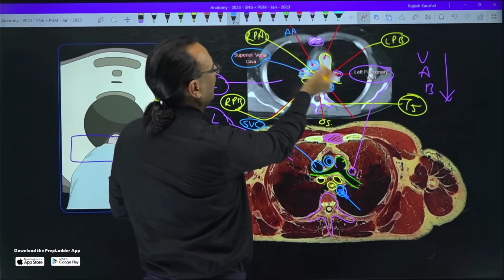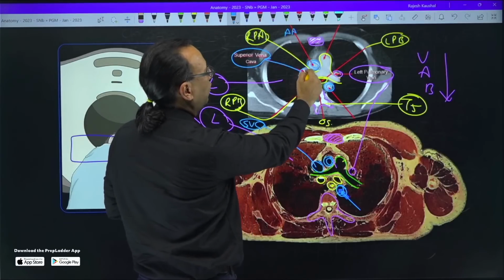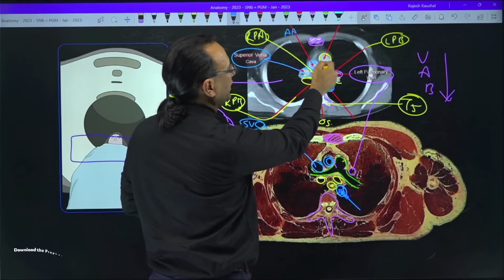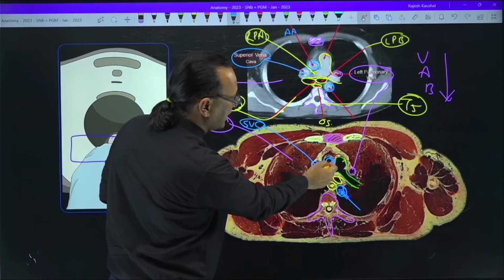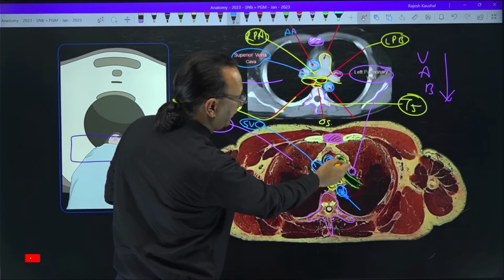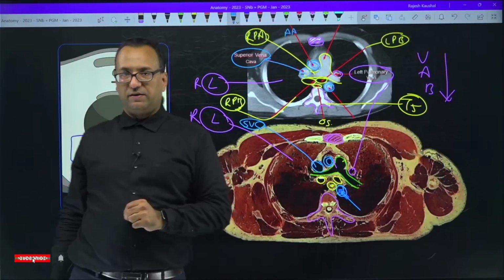What is to the left of that? Ascending aorta. What is to the left of that? Pulmonary trunk. So superior vena cava and the ascending aorta and the pulmonary trunk. Why can't you see inferior vena cava here?